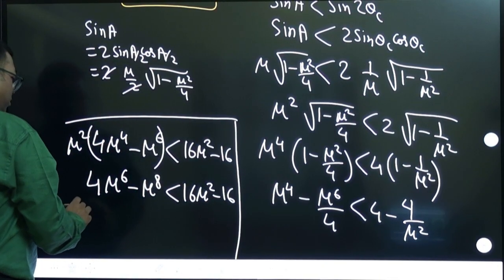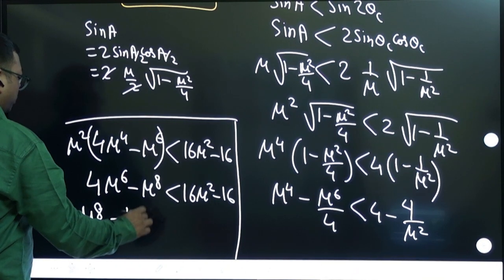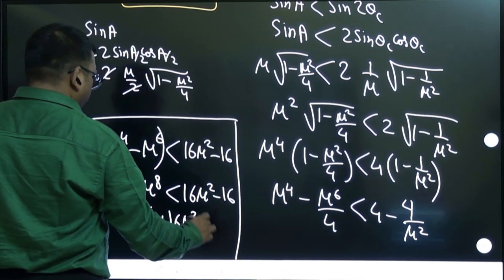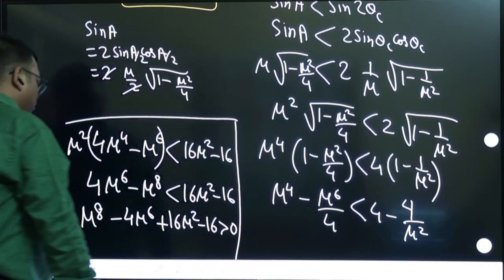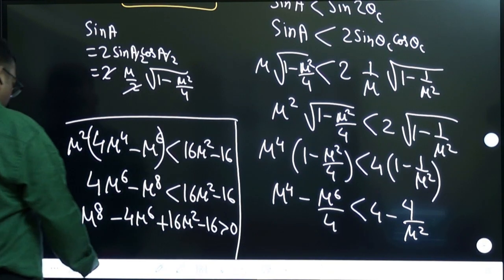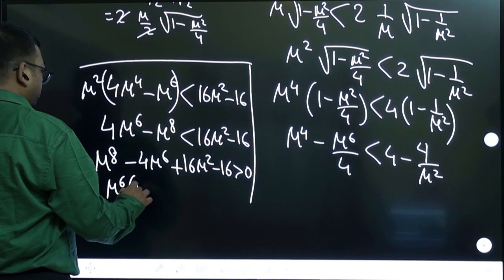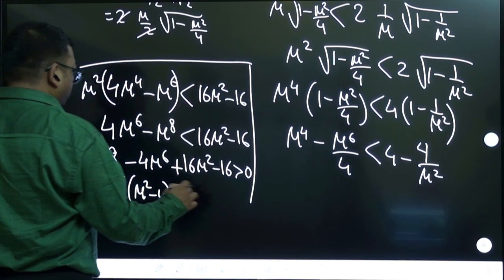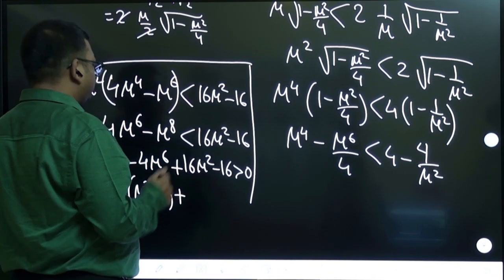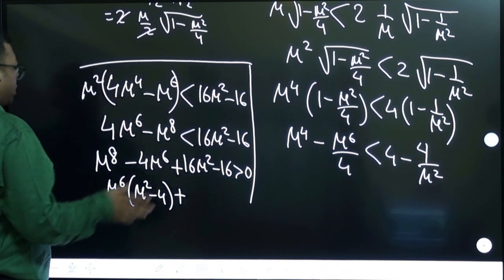This becomes quite a heavy thing: mu power 8 minus 4 mu power 6 plus 16 mu square minus 16. This must be greater than 0. These are the types of equations we are getting. Anything is possible, so let's try this. If I take mu power 6 here, that is mu square minus 4, plus... if I take a factor here, it is not going to come because these are 16, 16. Mu square minus 1 will not come.